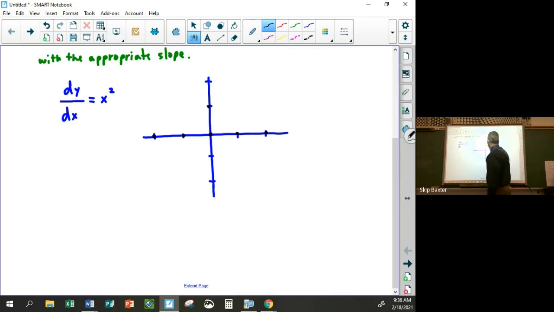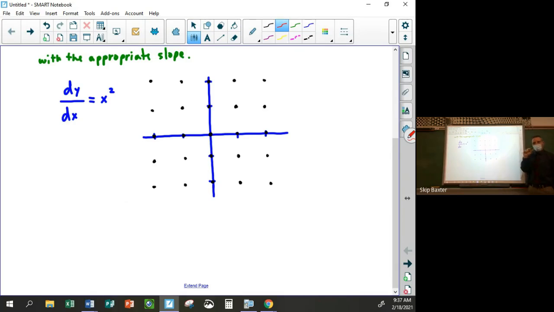So the points are at the intersection of integers like this. There's 25 points that I'm putting in right now. This is what the problem would look like on the AP exam. They would give you this rectangular array of points, and all you would do is, at each point, draw a short little line segment that has the appropriate slope. For example, whenever x is 0, dy/dx is going to be 0 as well, right? Whenever x is 0, x squared is 0. So I'm going to draw a short line segment of slope 0 at every point where x is 0.